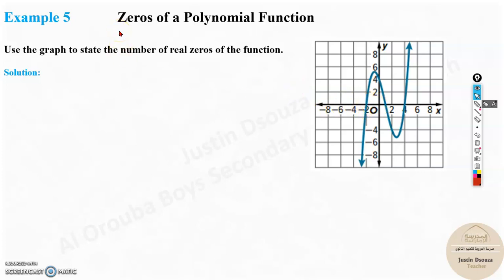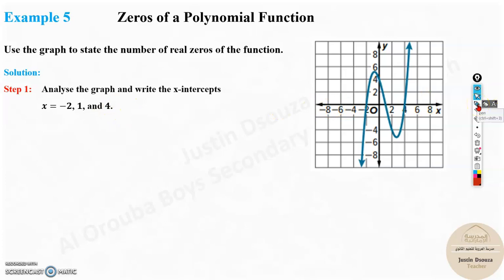Before we go to the answer, zeros are the solutions for any graph. Solutions are the x-intercept values. So you need to analyze the graph and see the x-intercept. Over here you can see there is an x-intercept at -2, at 1 and 4. Since only the graph is given, you write the approximate answers. So these are the answers of x-intercept.